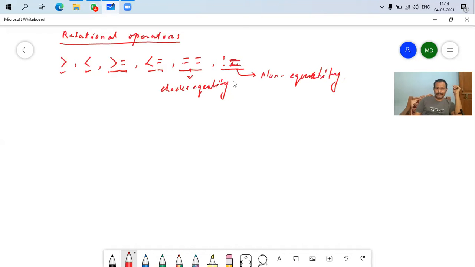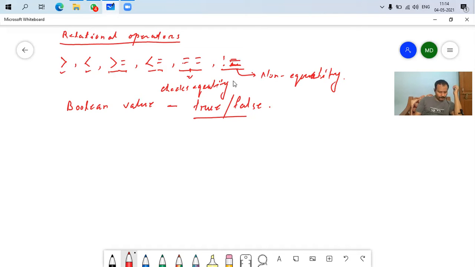So what do they return? These all operators, the relational operators, return a Boolean value. So what are the Boolean values? They are either true or false. So what do we get from the relational operation? We get true or false from relational operators.